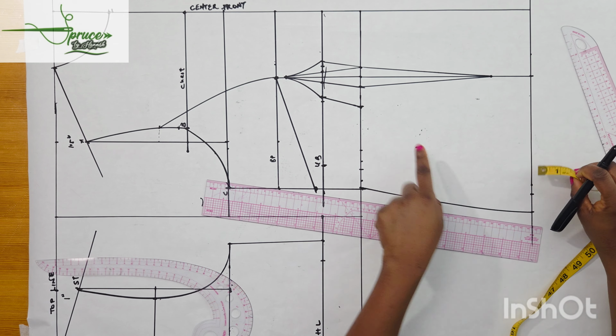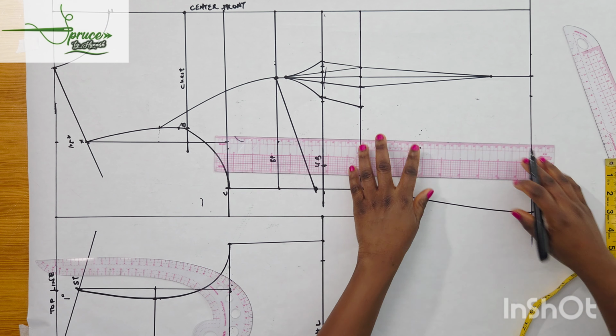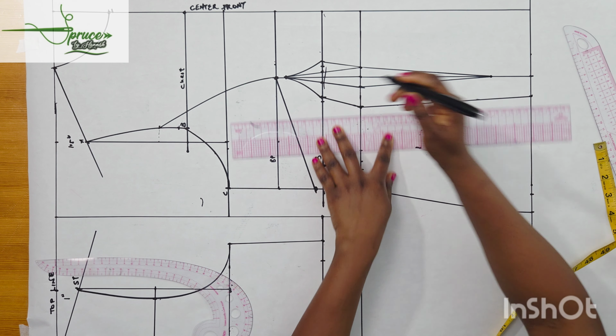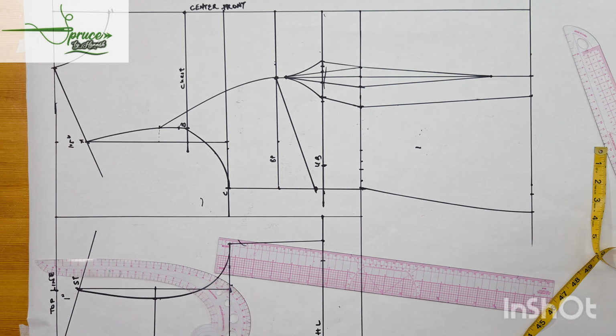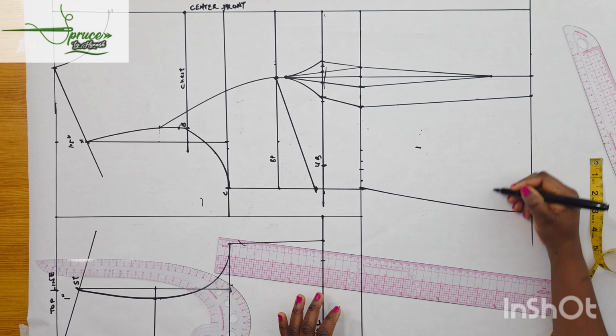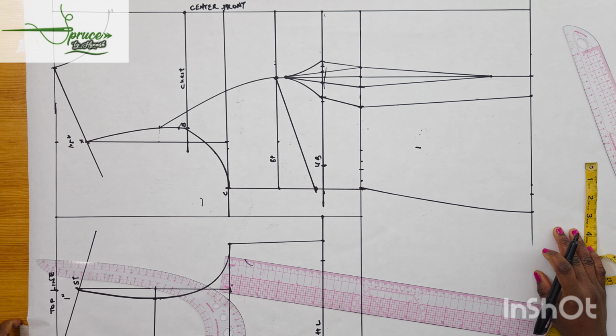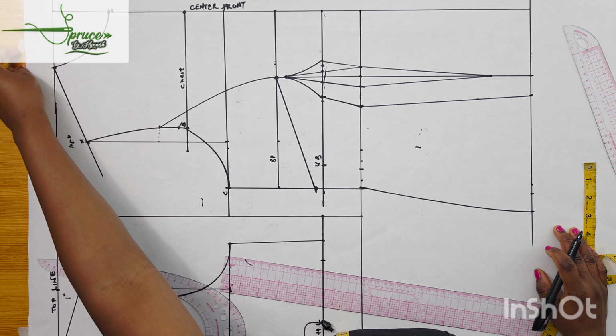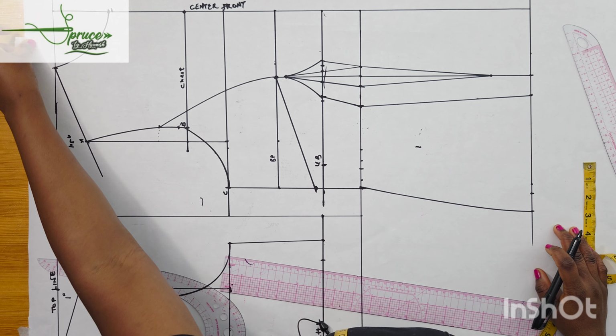Now remember the 1 inch for contouring. I would go out by 1 inch and connect it to that of the waist. Now on the hem, you can decide to draw any type of style lines you want. You can decide to reduce it, but I'll be leaving it this way since it's for tutorial purposes.